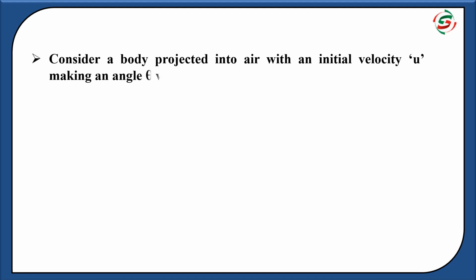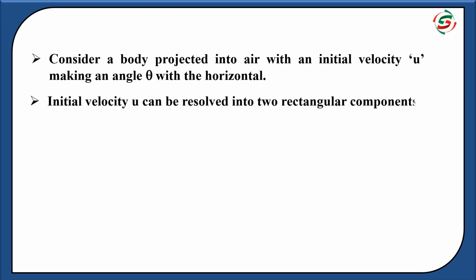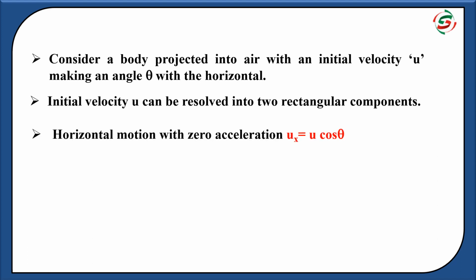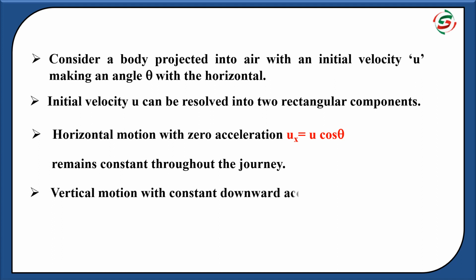Consider a body projected into air with an initial velocity u, making an angle theta with the horizontal. Initial velocity u can be resolved into two rectangular components. Horizontal motion with zero acceleration, ux is equal to u cos theta. So it remains constant throughout the journey because your acceleration is zero. Vertical motion with constant downward acceleration, uy is u sine theta, varies with time.